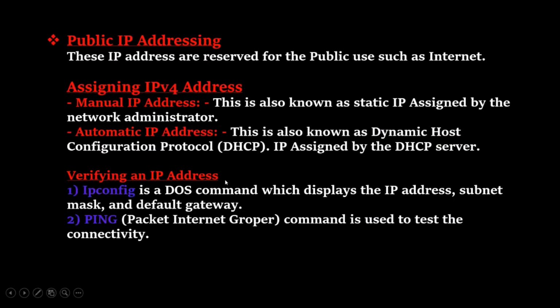After that, the next is public IP address. A public IP address means an IP address reserved for public use, such as the internet. If you want to access the internet, you need a public IP address to connect with it. Every time you purchase a broadband connection, you get one IP address from the ISP. Or when you recharge your mobile plan, like paying 399 rupees for 56 days of 1.5 GB, at that time you get one IP address.